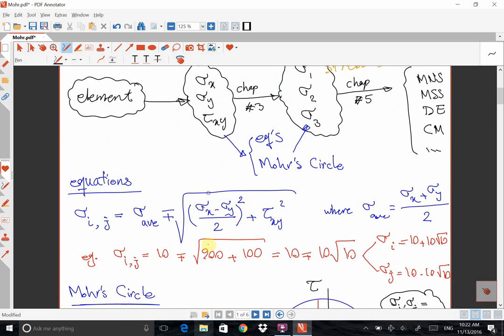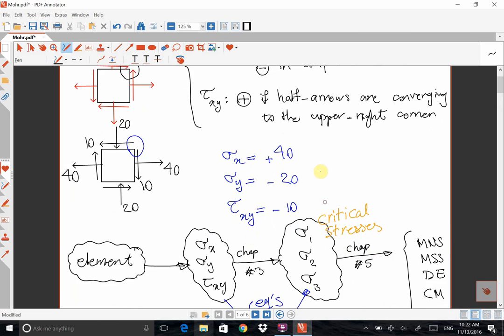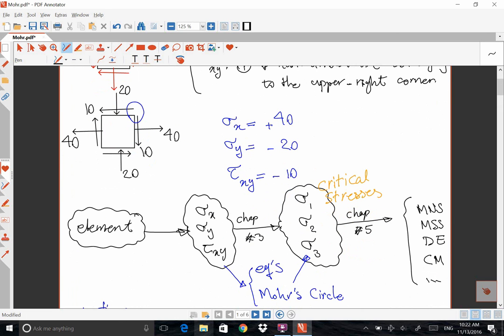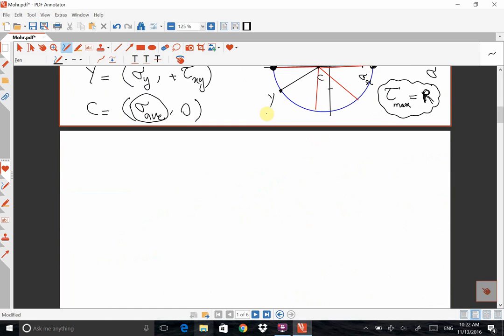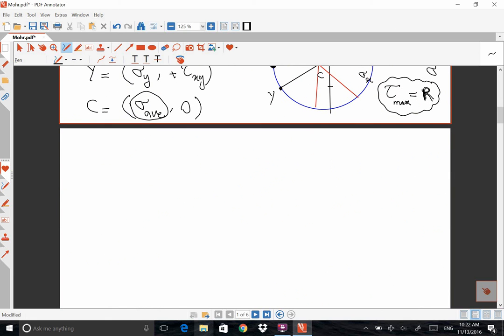Okay, let's come back to our example here. Sigma x is plus 40, sigma y is minus 20, and tau is minus 10. So I'm going to just rewrite them here. Sigma x was 40.